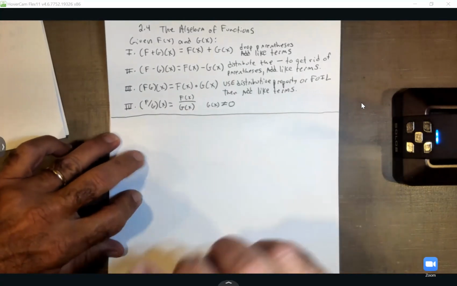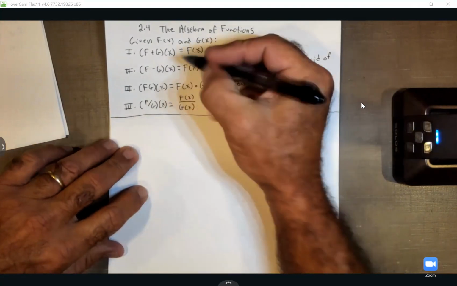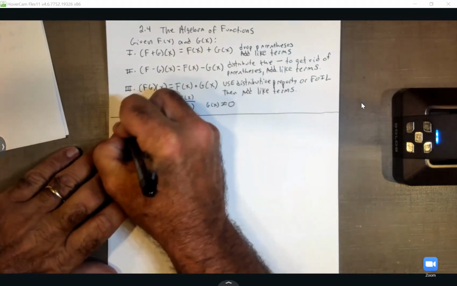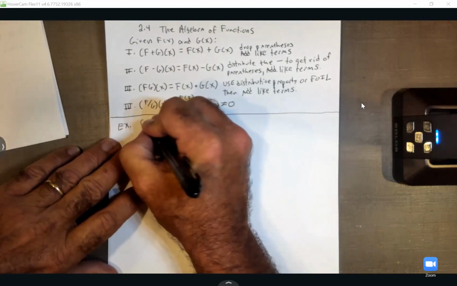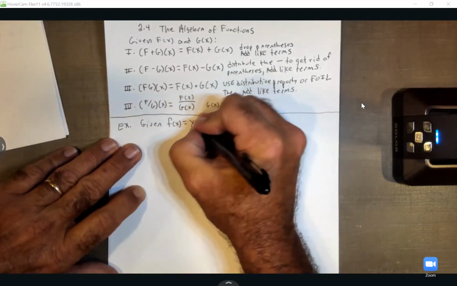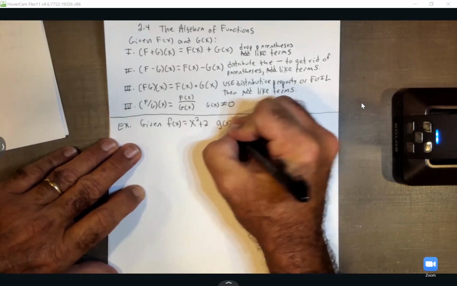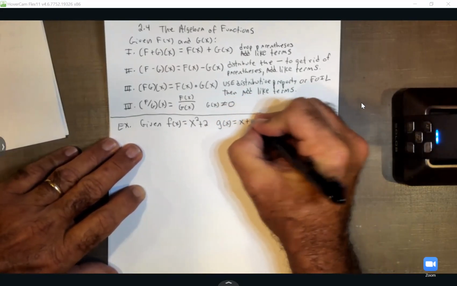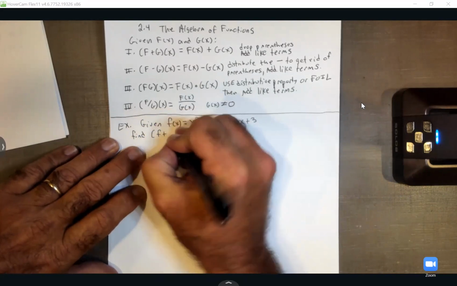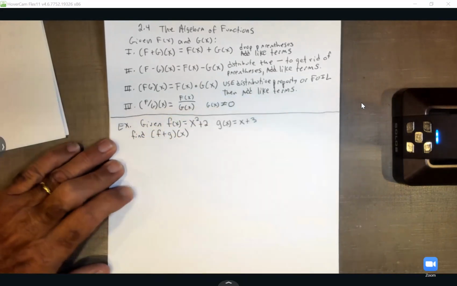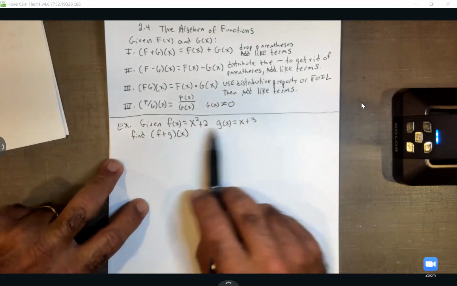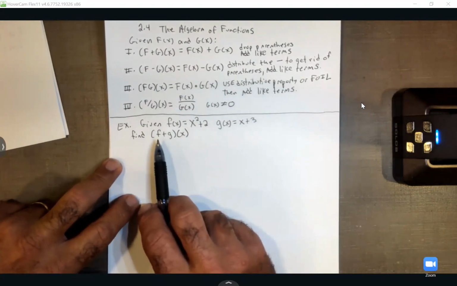What we're going to do, I'm going to work some examples. I'm going to give us 2 functions, and then we're either going to add, subtract, multiply, or divide, okay? So the first one we're given f of x equals x squared plus 2. G of x is going to equal x plus 3. They want me to find f plus g of x. So they're not giving me any values to put in for the x. They just want me to take these 2 functions and find out what I get when I add them.